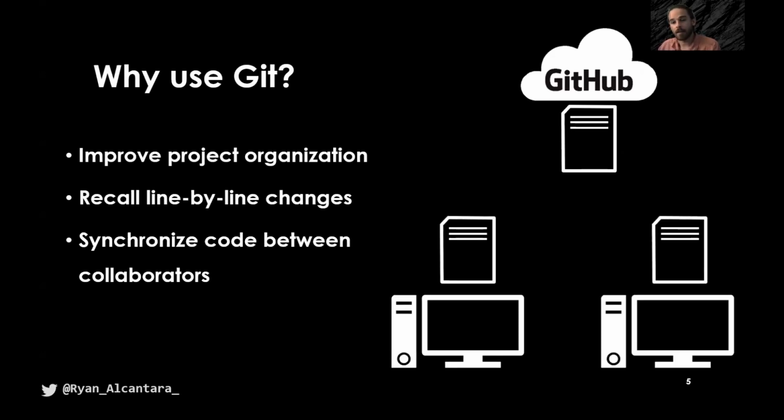Each of these collaborators can make some changes independent of each other. And then Git allows those users to merge these changes together and incorporate both of them into that same original file. And I'll talk a little bit more about this, but essentially using Git with a service like GitHub allows us to share and collaborate on code.